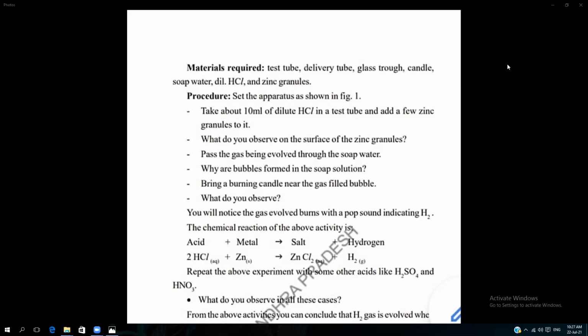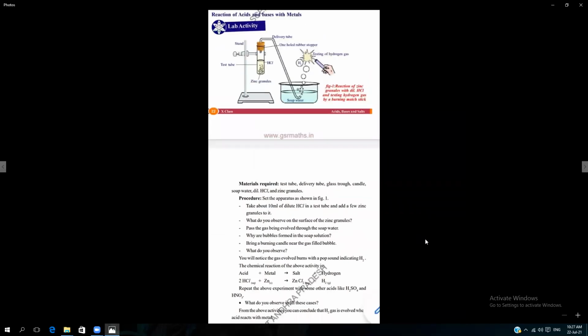There is no arrow mark in the above direction. When they put an arrow mark pointing upward, it indicates a gas. Here, repeat the above experiment with some other acids like H2SO4 and HNO3. H2SO4 means, in front of the class, already I told you that. What is the full form of H2SO4? H2SO4 means, tell me.